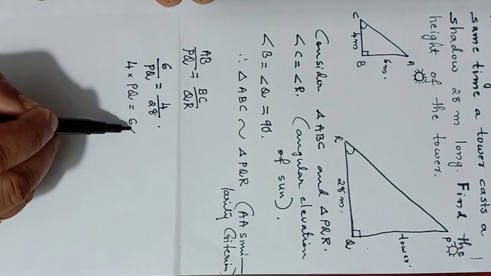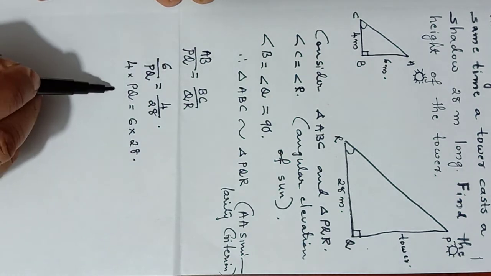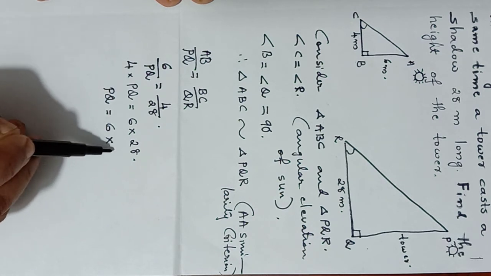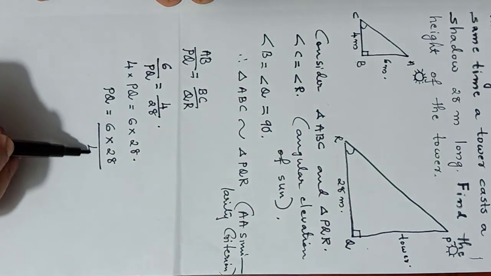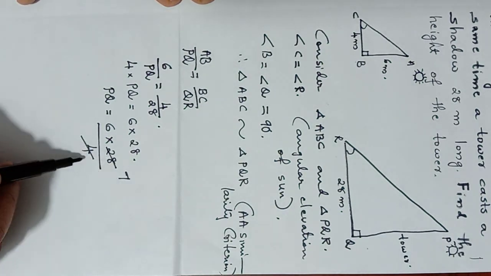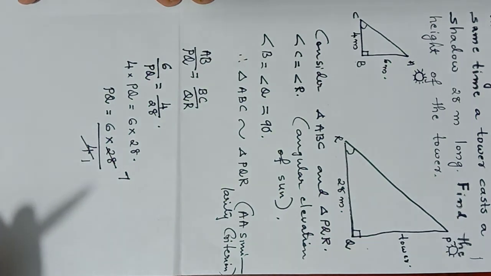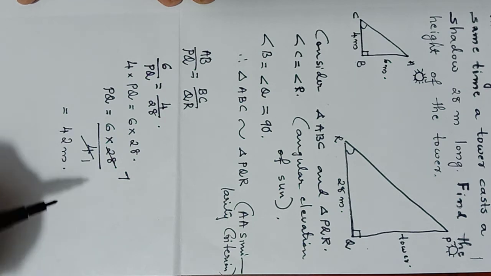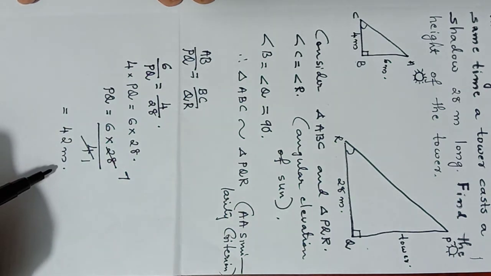6 into 28. Keep PQ as it is. Transfer 4 to the other side. Becomes 4 in the denominator. How many times 4? 4 ones here. 7 fours are 28. 6 into 7, 42. So PQ length is 42 meter.